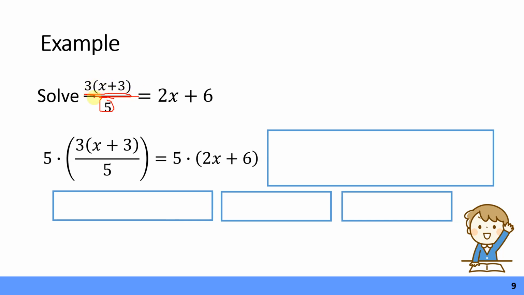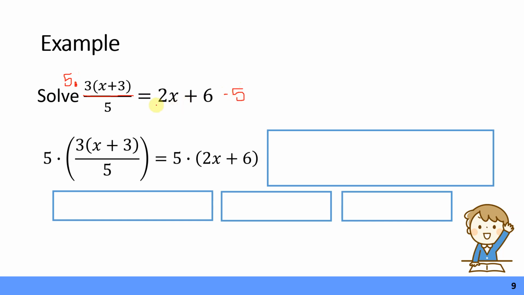So since it's being divided by 5, we do the opposite. And don't let it scare you. I know it looks scary, right? So the opposite of dividing by 5 is multiplying by 5. Now be very careful. We're going to multiply this side by 5, and we're going to multiply this side by 5. But be very careful.